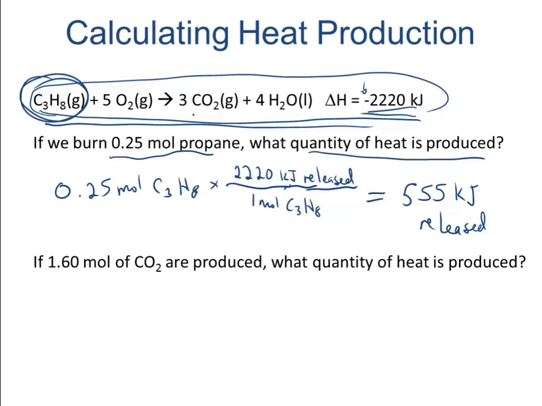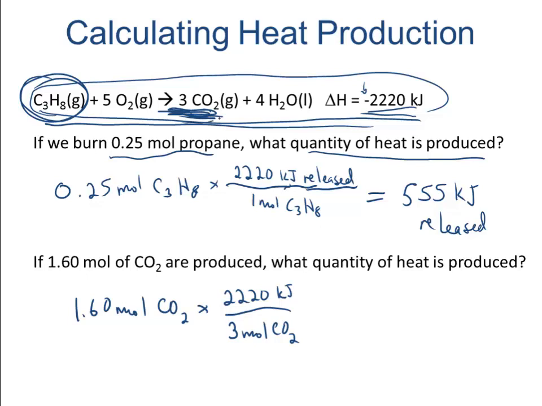If you had the same kind of thing, but you were talking about how much CO2 is produced, say 1.6 moles of CO2 are produced, you would write 1.60 moles of CO2 times 2,220 kilojoules are produced, that is released, for every 3 moles of CO2. And that comes about because 3 moles of CO2 are produced in this balanced reaction. And so when this reaction happens as written, 1 mole of this, 5 moles of this, 3 moles of this, 4 moles of this, that much heat is produced. So that's the amount released. And in that case, it's 1.6 divided by 3 times 2220, 1,184 kilojoules are released.